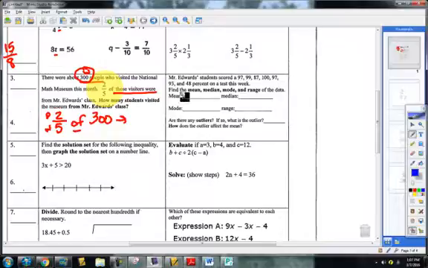I'm not going to tell you anything because I think you guys should have these down by now. I've been going over them every single week. How to find mean, median, mode, and range. This is the only one that I would require work on, so make sure you show work on your median.